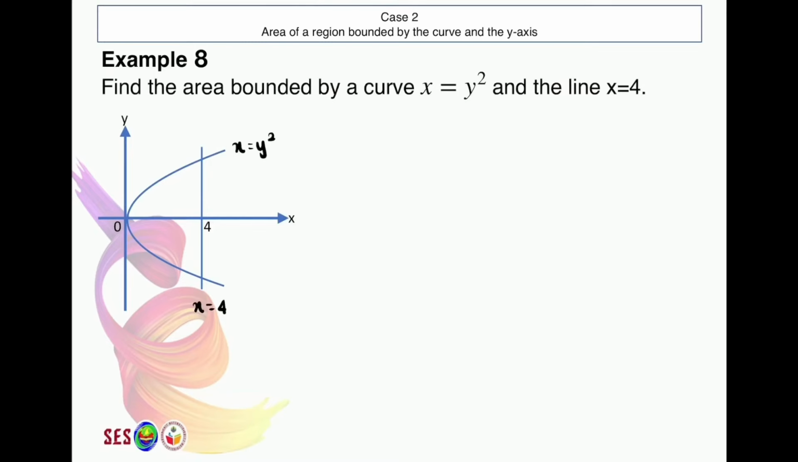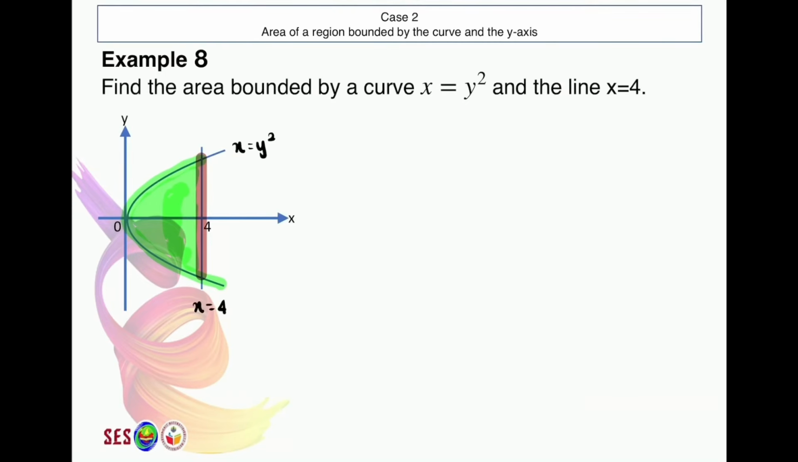So the question asks us to find the area bounded by the curve and also the line. So I'm going to highlight the curve and also highlight the line. So this is our curve, and I'm going to highlight in red our line x equals 4. So now you can clearly see the area which is bounded by these two boundaries. So this area right here, the one that I'm shading, is the area bounded by the curve and also the line x equals 4. So this is actually the area which we want to find.